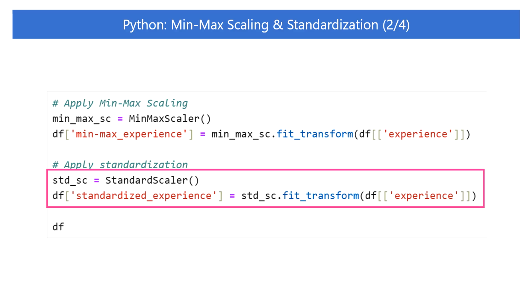Next, apply standardization. We can do it in a similar way. First, instantiate StandardScaler and store it in stdsc, an instance. Then, apply fit_transform to the experience column to have a mean of 0 and a standard deviation of 1. Then, store the transformed values in the standardized_experience column.